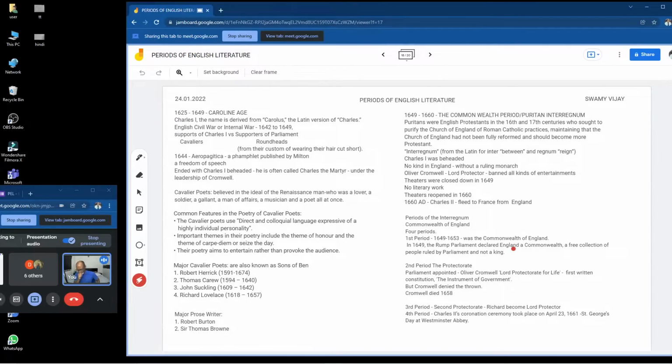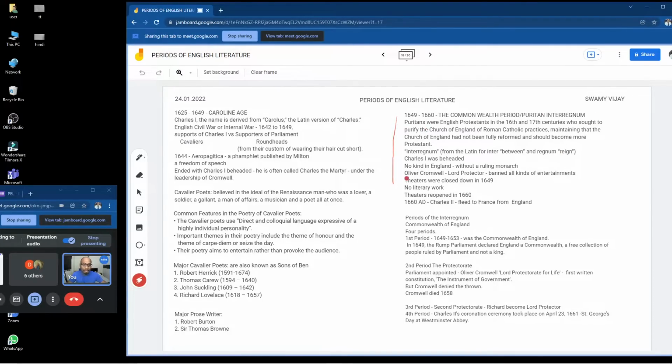You read about this Puritan interregnum from your side. Sorry, from your side. So during this period, sorry. So during this period, what happened?